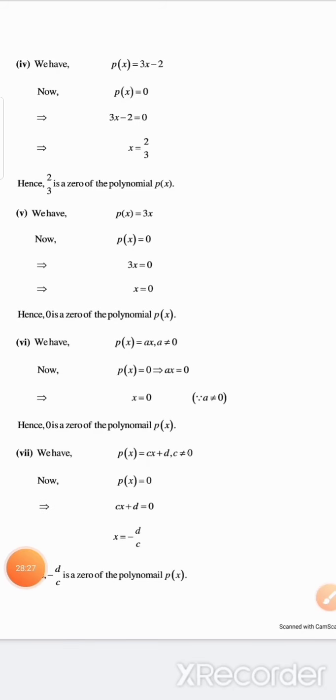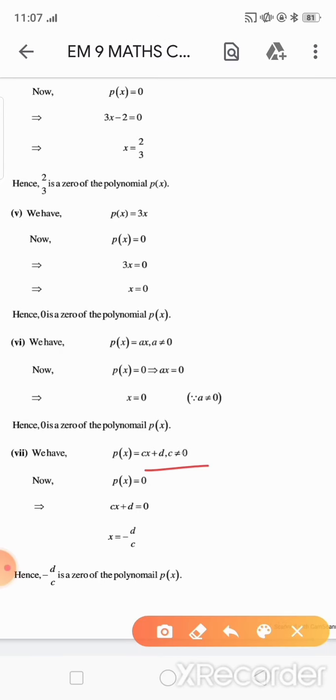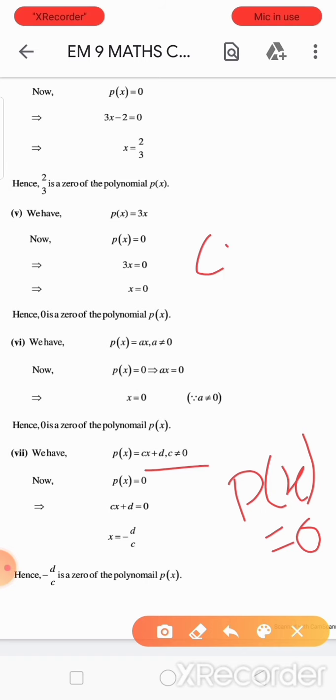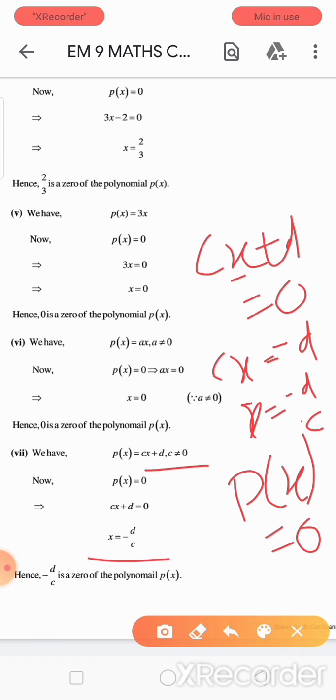Next question, question number 7. Our polynomial p of x is given by p of x is equal to cx plus d, where c not equal to 0. So we equate our polynomial p of x equal to 0. P of x equal to 0 means our polynomial cx plus d equal to 0. Here we have to find the value of x, means cx is equal to, here d is positive, that side it will be negative, minus d. Then x is equal to minus d upon c. We say hence minus d upon c is the zero of polynomial p of x.